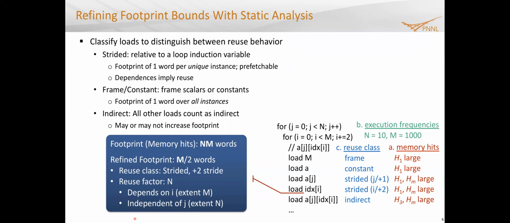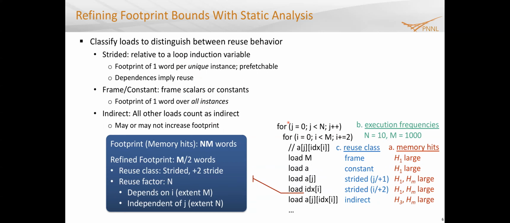After we collect our data and calculate the upper bound of the footprint, we use static analysis to refine the footprint bounds. We classify the loads into 3 categories: strided, which are related to the loop induction variable, and it increases the footprint per unique instance by 1 word, and they are prefetchable. Frame and constant, which are the frame scalars or constants, and it doesn't increase the footprint. It only has 1 word footprint over all the instances. And the rest of them we count as indirect. This may or may not increase the footprint, that we cannot know.